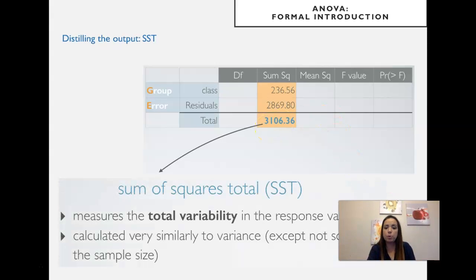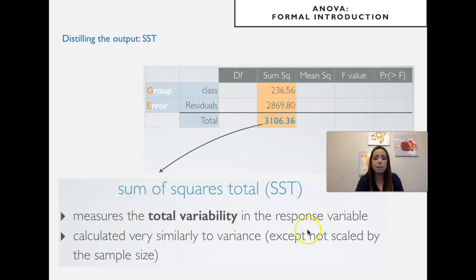Now, how do we compute that? It measures the total variability, and it's calculated very similarly to variance, except we don't divide by sample size in the end, right? What we do, we get the overall mean of all vocabulary scores that is included in every single group. We compute the overall mean, and we get the square deviation of each score from that mean, and we sum it. That's this value here, okay?